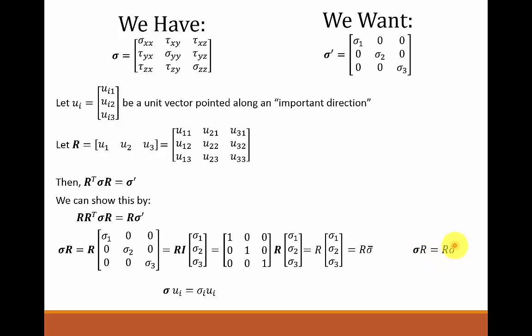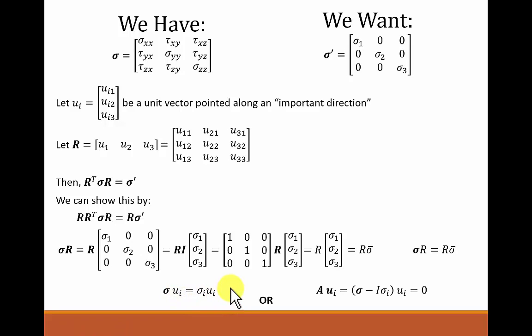Now I'm going to recognize that R is composed of 3 unit vectors, and it turns out that if I consider the vectors independently, so if I just consider u11, u21, u31, this unit vector right here, I can express that there are actually 3 of these. Sigma times u1 is equal to sigma 1 u1. Sigma times u2 is equal to sigma 2 u2. And sigma times u3 is equal to sigma 3 u3.